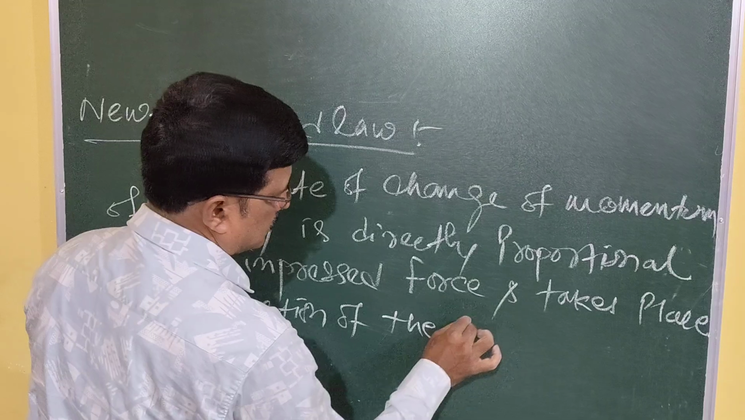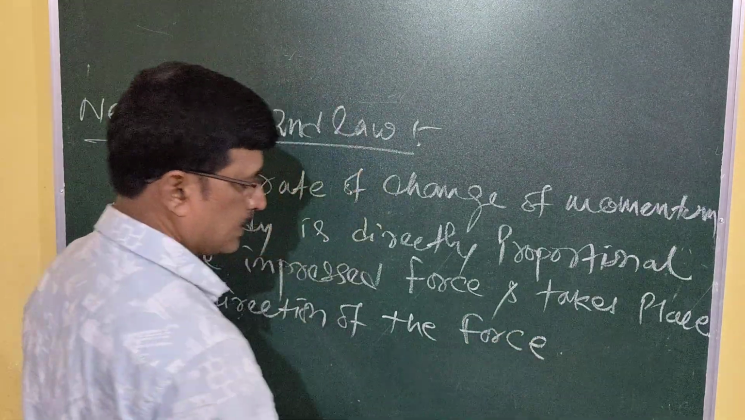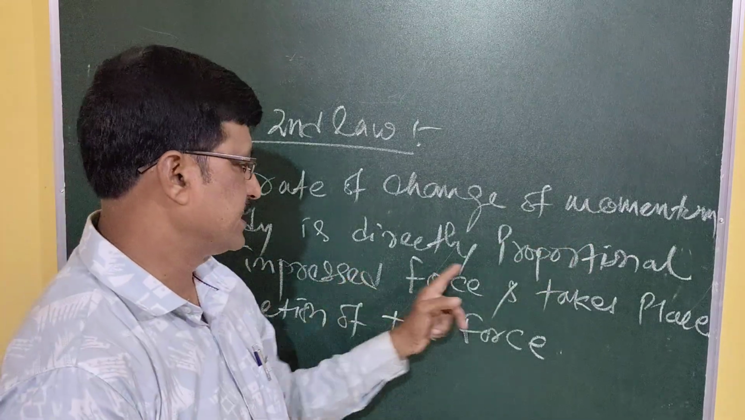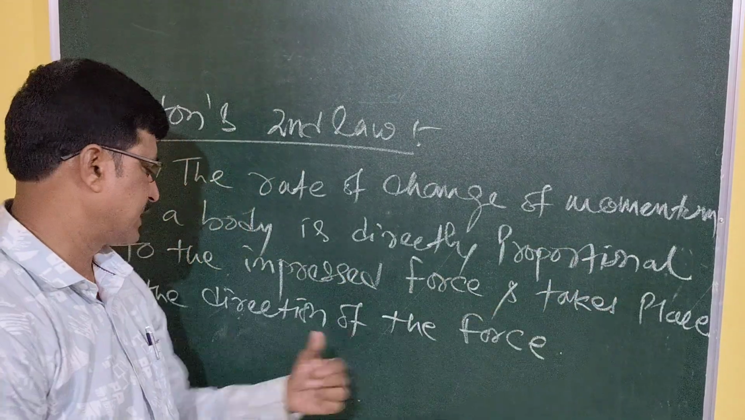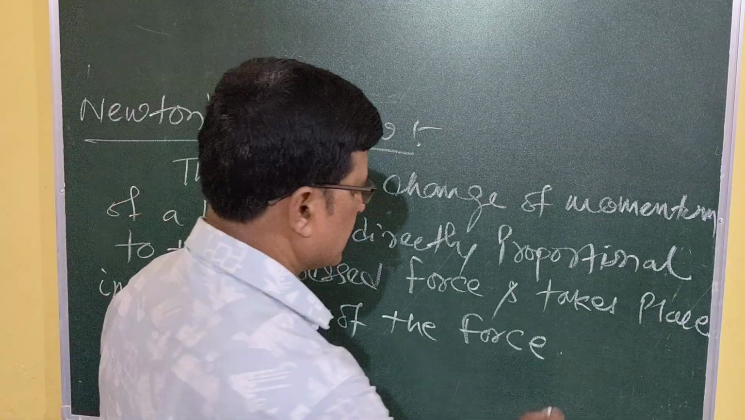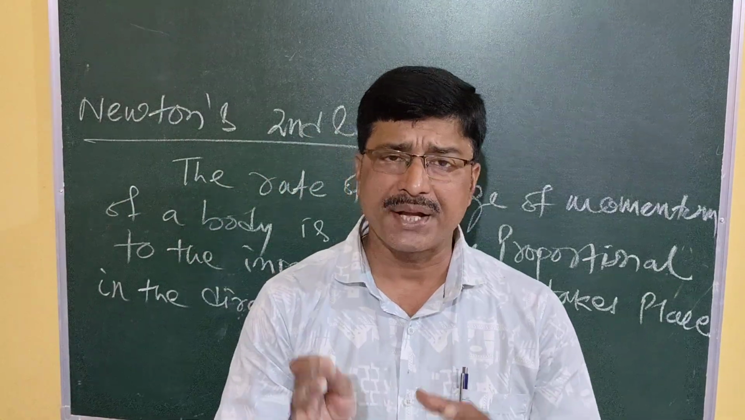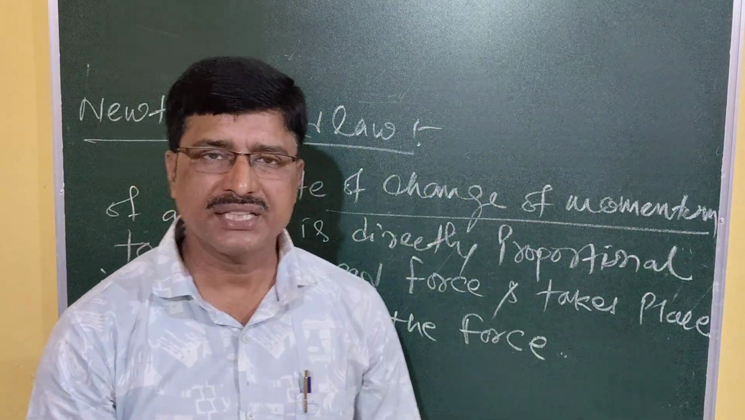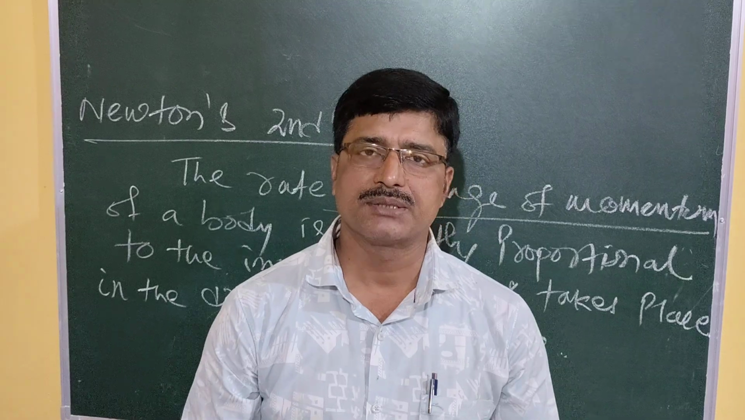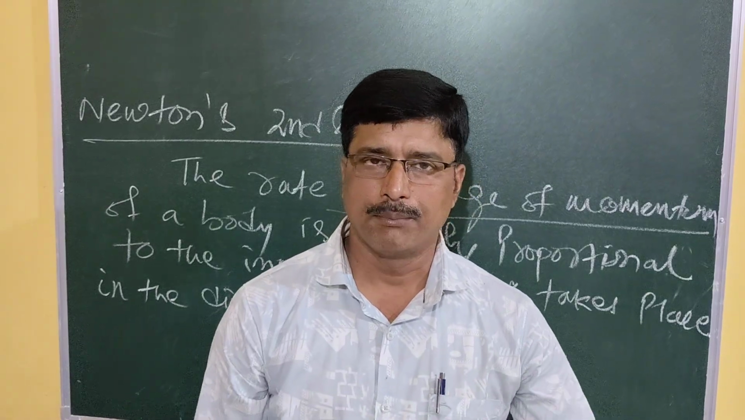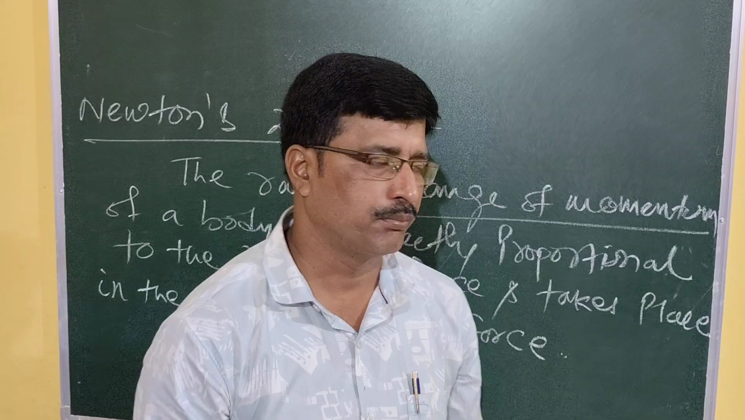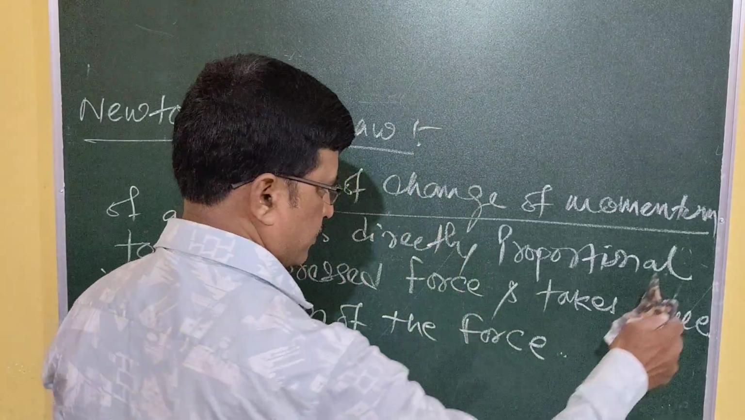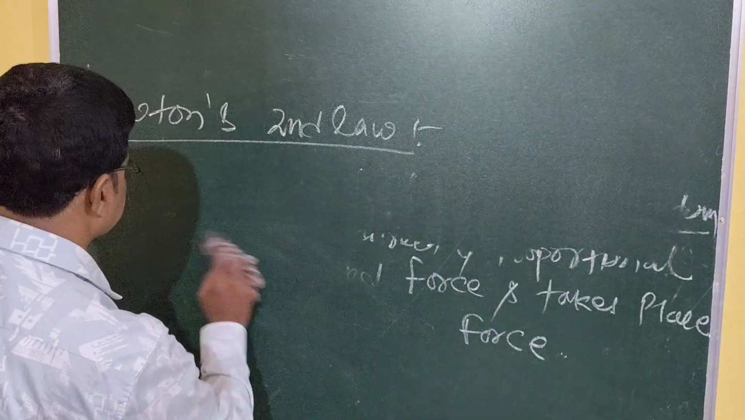Okay, this is the second law. The rate of change of momentum of a body is directly proportional to the impressed force and takes place in the direction of the force. That means it gives a quantitative definition, because rate of change of momentum is a quantity. So Newton's second law gives a quantitative definition of force. The first law gives a qualitative definition of force, but the second law gives a quantitative definition. How is it? Let us take its mathematical derivation.